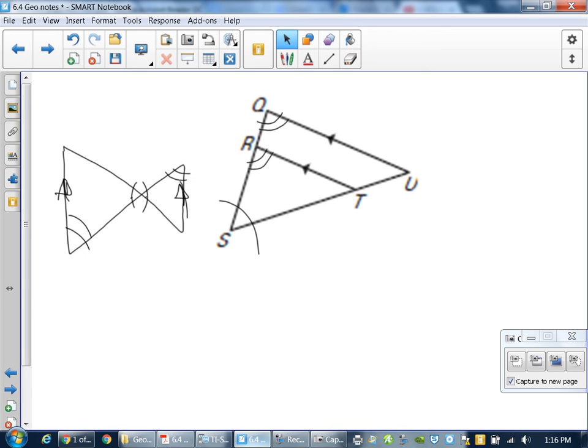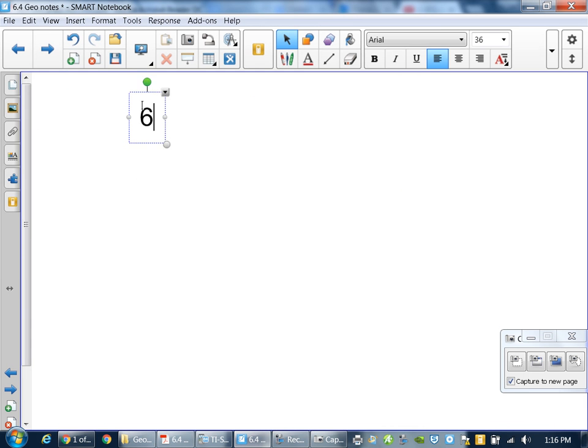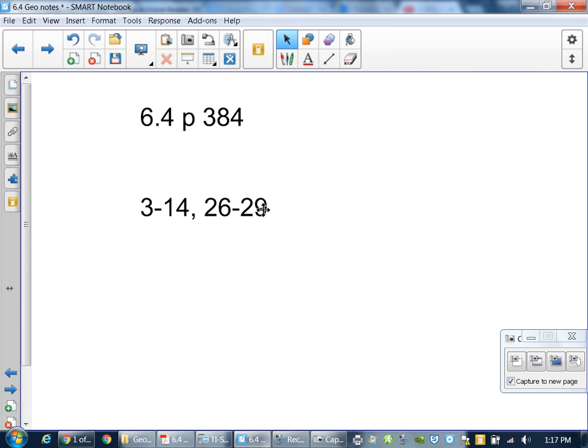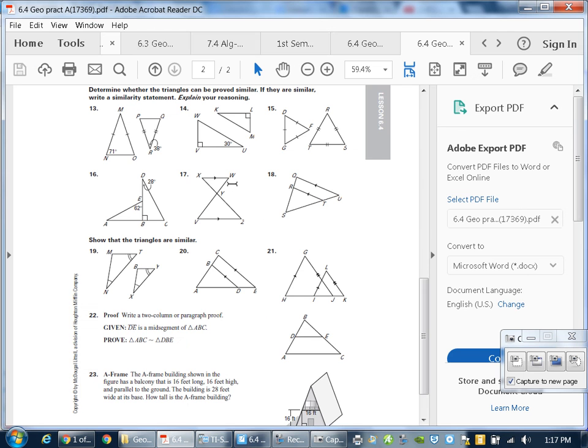What I want you guys to do tonight is, was it 6.4, what is it I write on there? Page 384, problems 3 through 14, and 26. Do those, please. If you give me a second, I'll put up a couple of problems for you. Get started.